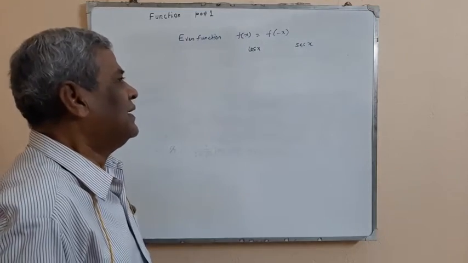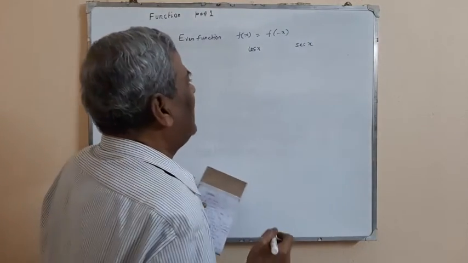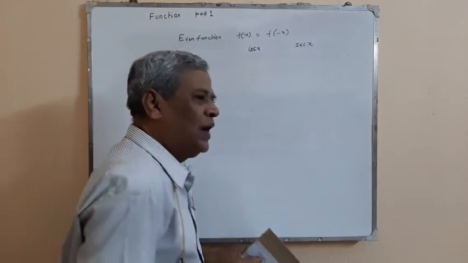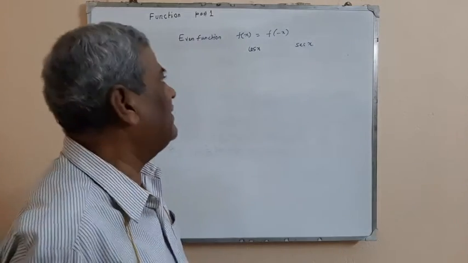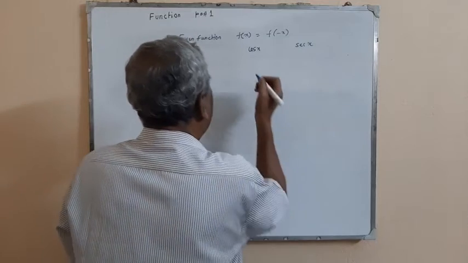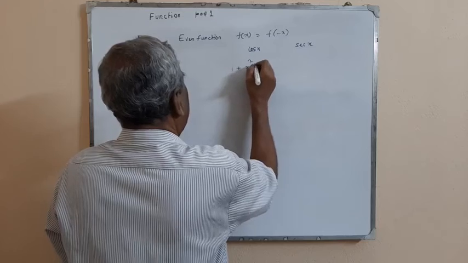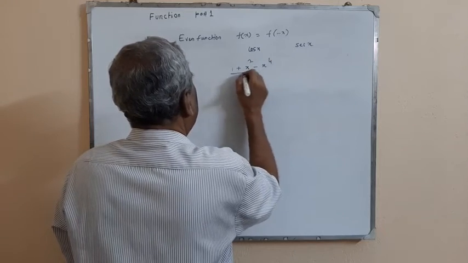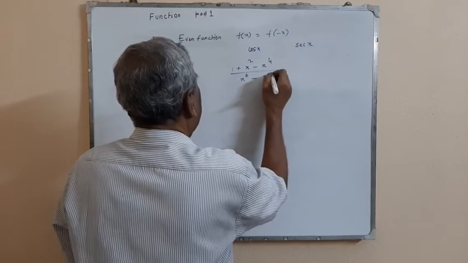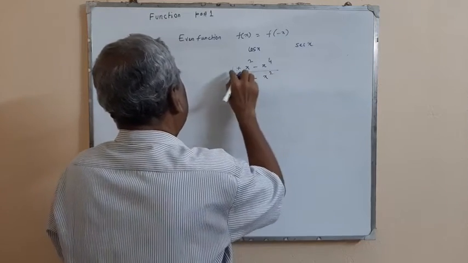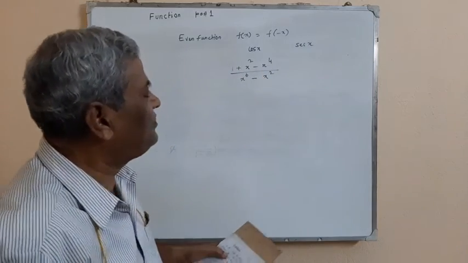And in algebraic functions, if a function contains only even powers of x, then it is an even function, like say (1 + x^2 - x^4)/(x^6 - x^2). They contain all even powers, so it is an even function of x.